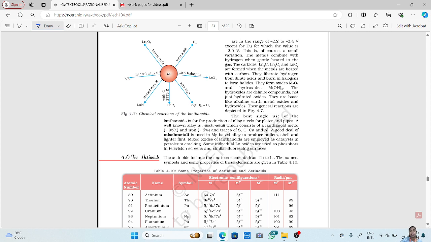These metals combine with hydrogen when they are gently heated in the gas. Otherwise, the hydrogen cannot be combined with those metals. Now, these are chemical reactions of lanthanoids, how lanthanoids can be chemically reacted.